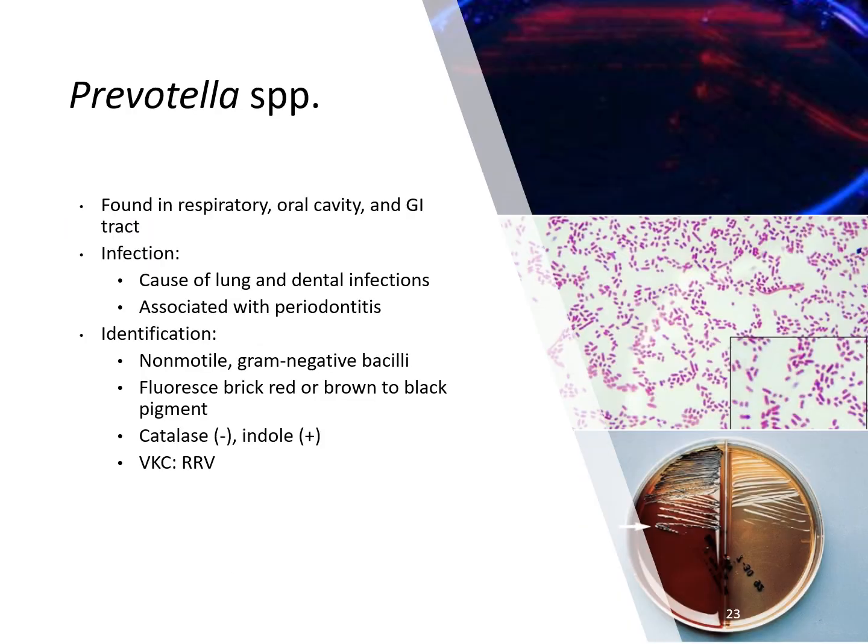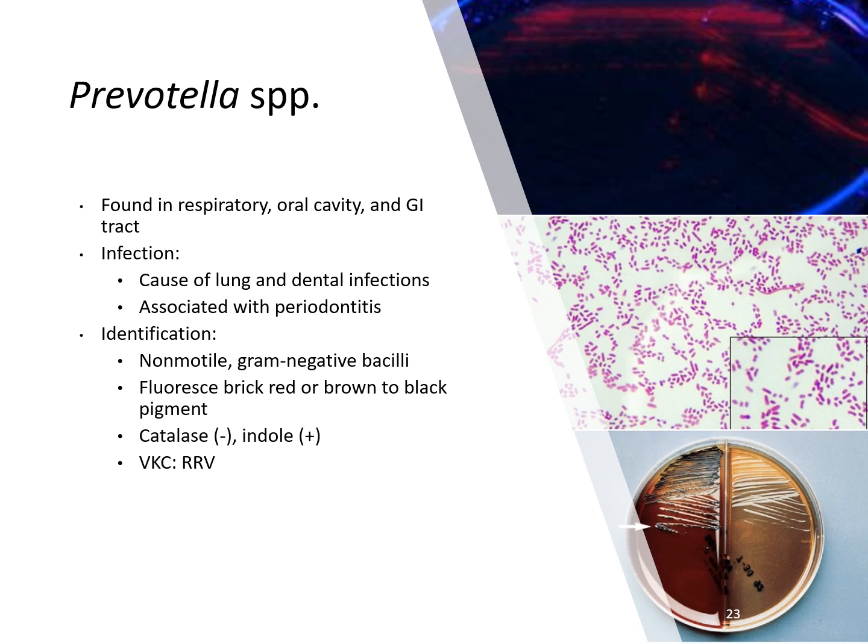Prevotella is found in the respiratory tract, oral cavity, and GI tract, causes lung and dental infections, and is associated with periodontitis. These organisms are non-motile gram-negative bacilli, and under UV light will also fluoresce a brick red, brown to black pigment. You can see an example up top. They're catalase negative, indole positive, and VKC susceptibility is resistant, and variable with the colistin.